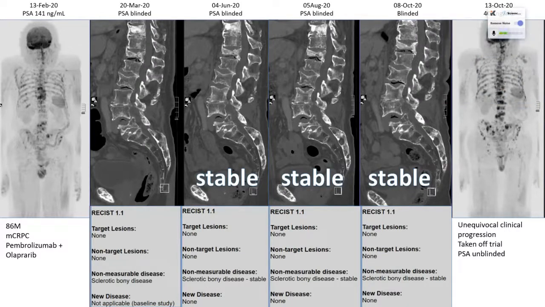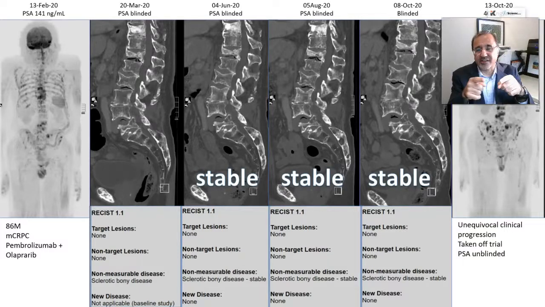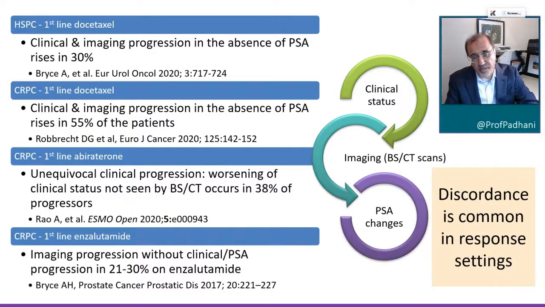Now, he was clinically deteriorating, and was taken off the clinical trial because of unequivocal clinical progression. And you can see that once we took him off the trial, we were able to unblind the PSA, and the PSA level has gone up. But you'll also notice that the whole body MRI, which was done before and after, clearly shows progression. So this next generation imaging technology is showing progression, which the CT scans were unable to depict. And this is not at all unusual.